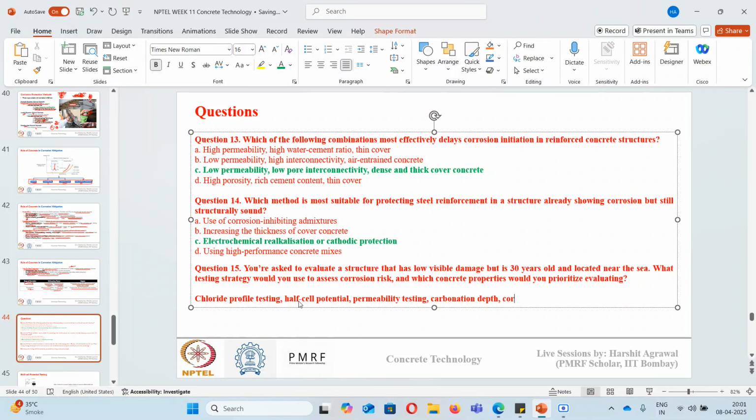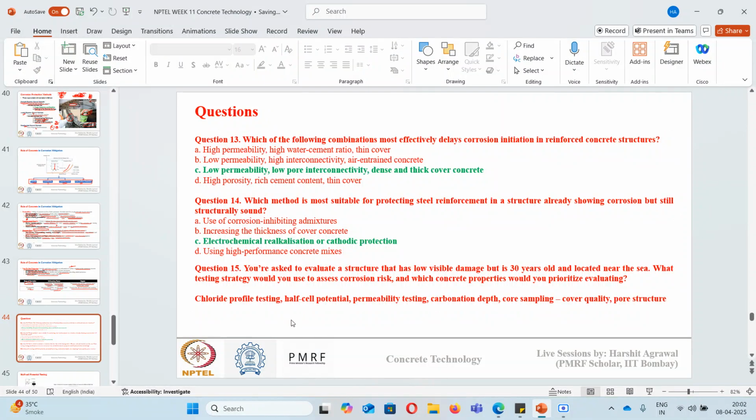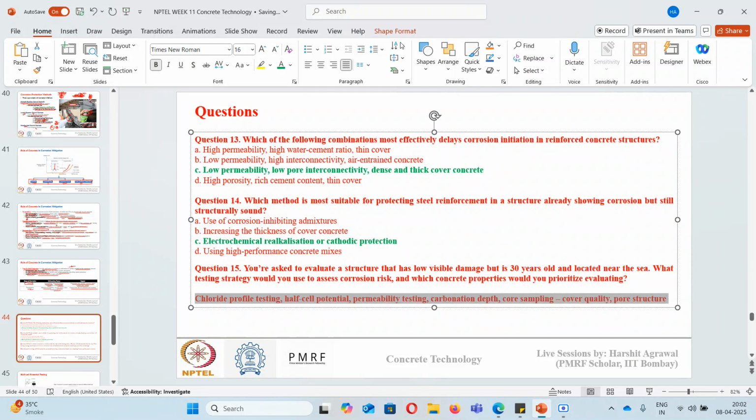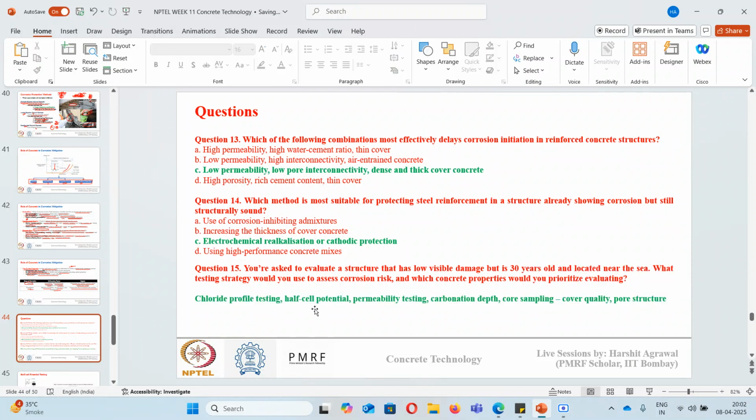Or I can do core sampling. From core sampling we can check the cover quality and the pore structure. That will help me to comment on the quality of my concrete, what the porosity of my concrete is, and how risky it is for corrosion. So these are different tests that are used to assess concrete for damage.